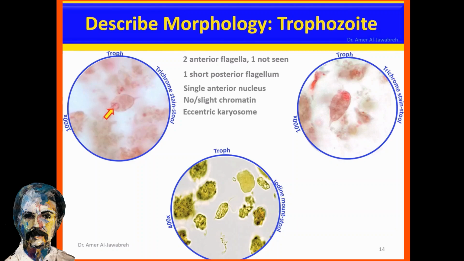No or slight chromatin. As I told you, there is chromatin. Look here, we don't see caryosome. We see granules here. This one has eccentric caryosome, a dot. This one has more than one dot, like granules. And no or slight chromatin. This is my idea.